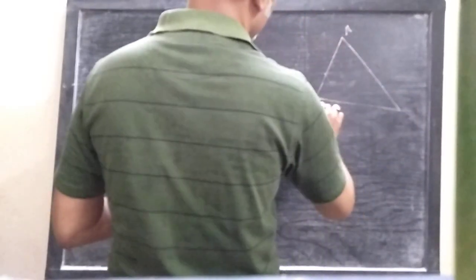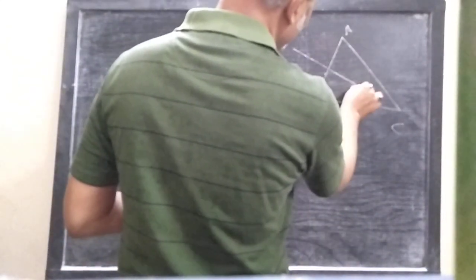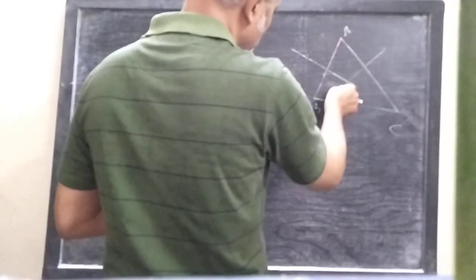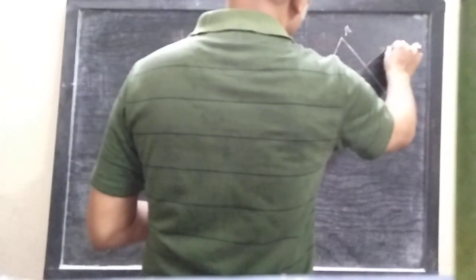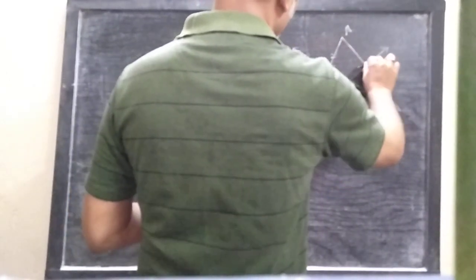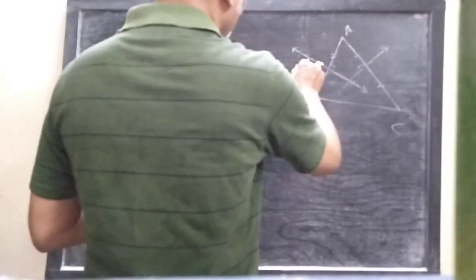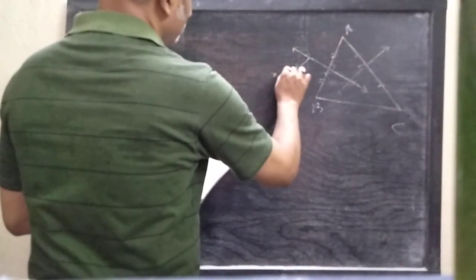Suppose this is our triangle ABC. You are given the equations of the perpendicular bisectors of the sides AB and AC. Suppose this is the perpendicular bisector of this side, and this is the perpendicular bisector of this side. These are all straight lines. The equation of this bisector is x minus y plus 5 equals 0.